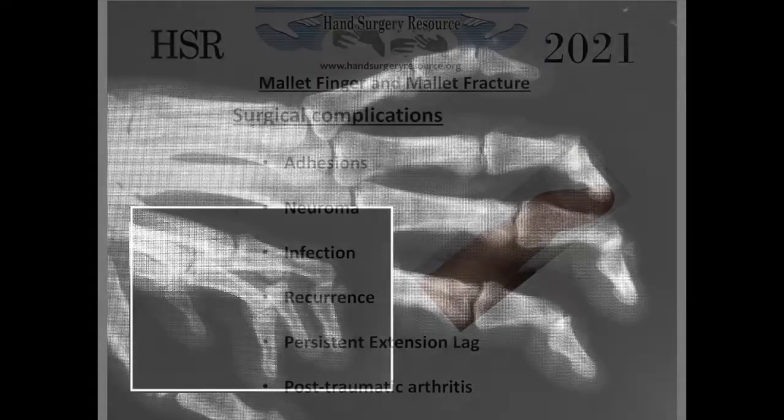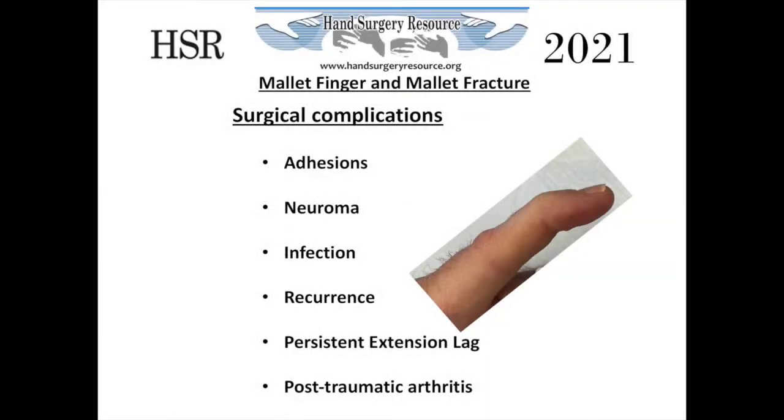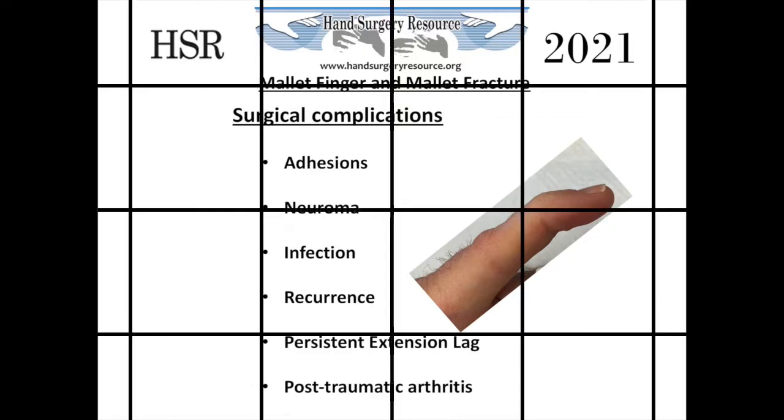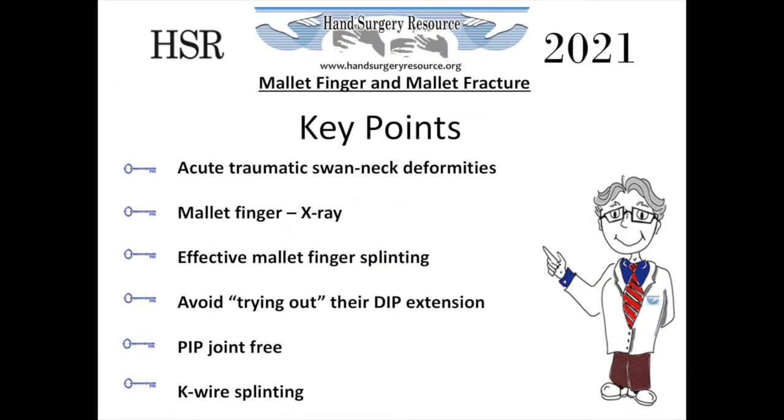seen above. When treating mallet finger and mallet fractures surgically, one should anticipate complications such as adhesions, neuroma formation, infection, recurrence, persistent extension lag, and post-traumatic arthritis. Before concluding, we should remember some key educational points related to mallet finger and mallet fractures.